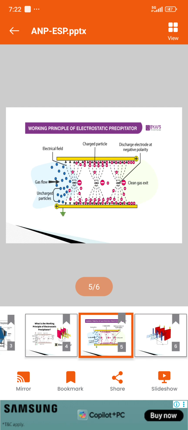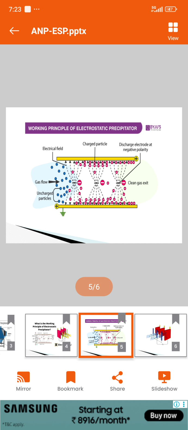Here is the clear image of this working principle of the electrostatic precipitator. You can see this is a clear image, and through it you can conclude, or get an actual idea of, the principle of the electrostatic precipitator.